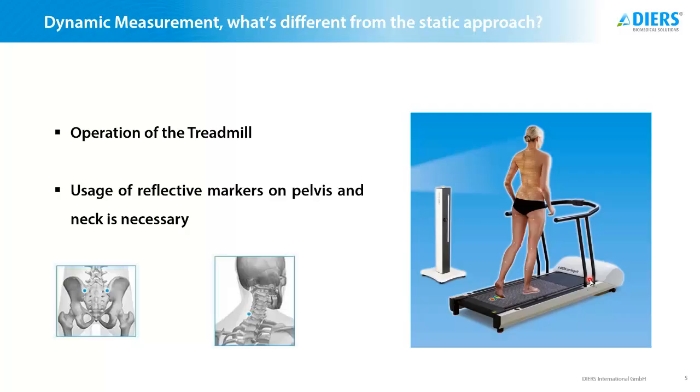It's straightforward. The second item that changes is that you have to use reflective markers on pelvis and neck. While with the static system, we say you don't use markers if you don't have to use markers. With the dynamic systems, you have to use markers. The reason is, especially on the dimple points on the PSIS, these points are extremely difficult to auto-track if you don't use markers because of the muscles that are activated.